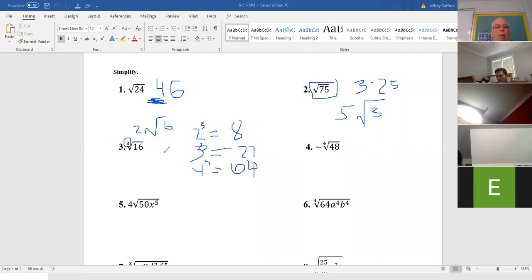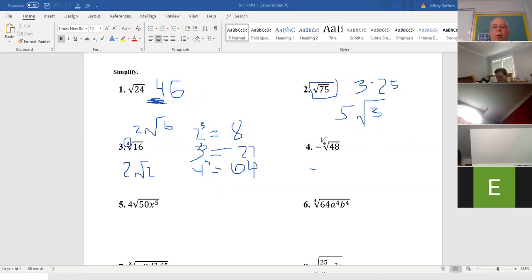So if I know 2 cubed is 8, 2 times 8 is a nice multiplier of 16. So the 8 comes out from under the radical as 2, and 2 stays underneath the radical. Does that make sense? All right, Aaron, no questions, I assume so. All right, this guy here, the negative's outside the radical, we just let it ride, all right?